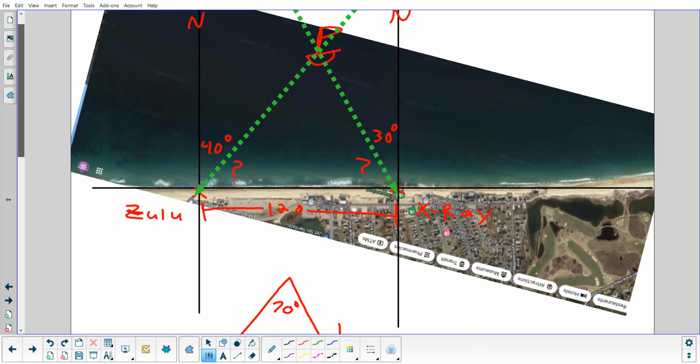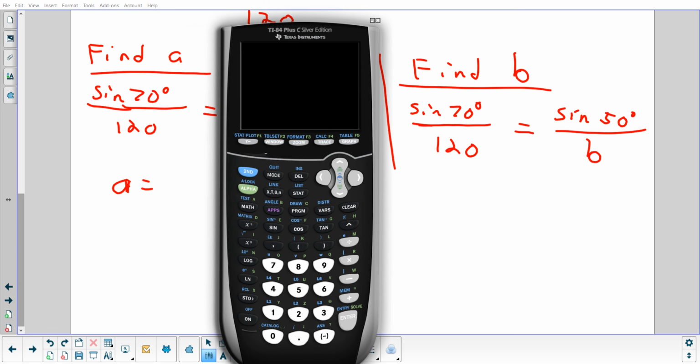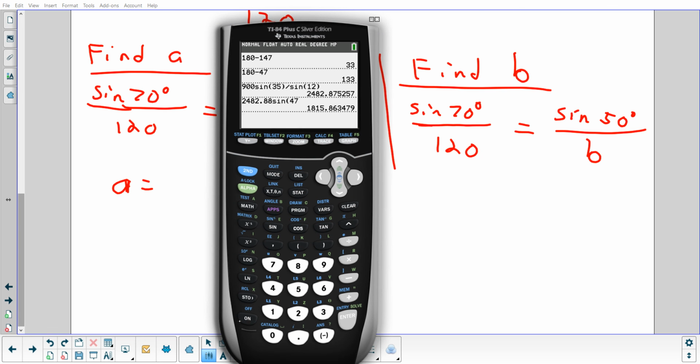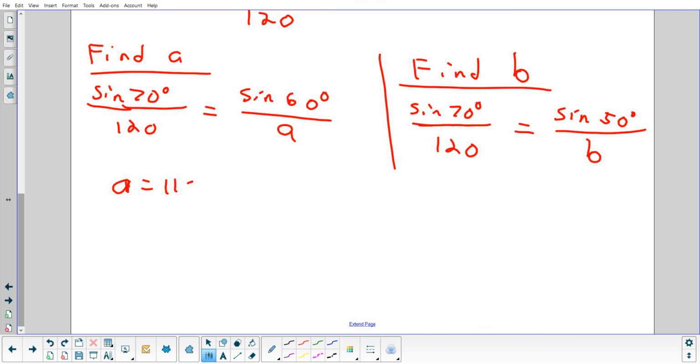All right, so let's figure out the distance. What's A? That's from Zulu to the boat. So 120 sine 60, and we're going to divide by sine 70. So that one's 110.6 miles. If you don't have equipment that can go that far, then sending a rescue from that station is out of the question.